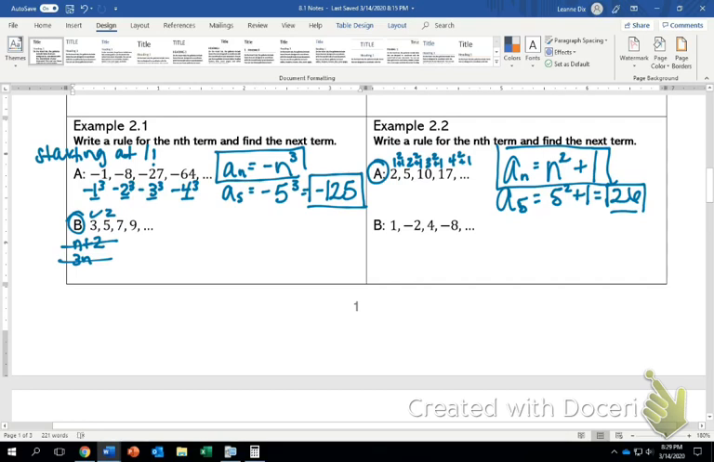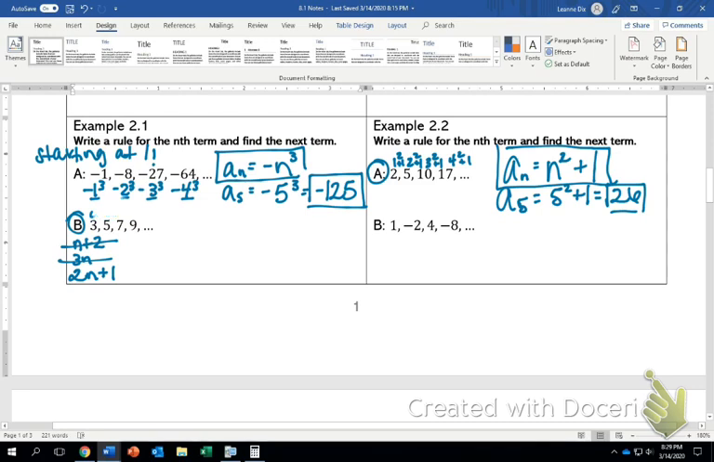Maybe I have to multiply by 2 because I see all of them are odd. And then maybe I can add 1. So if I multiply by 2 and then add 1, that automatically gives me an odd number. So I can check that. 2 times 1 is 2, plus 1 is 3. Okay, so that works for the second one.